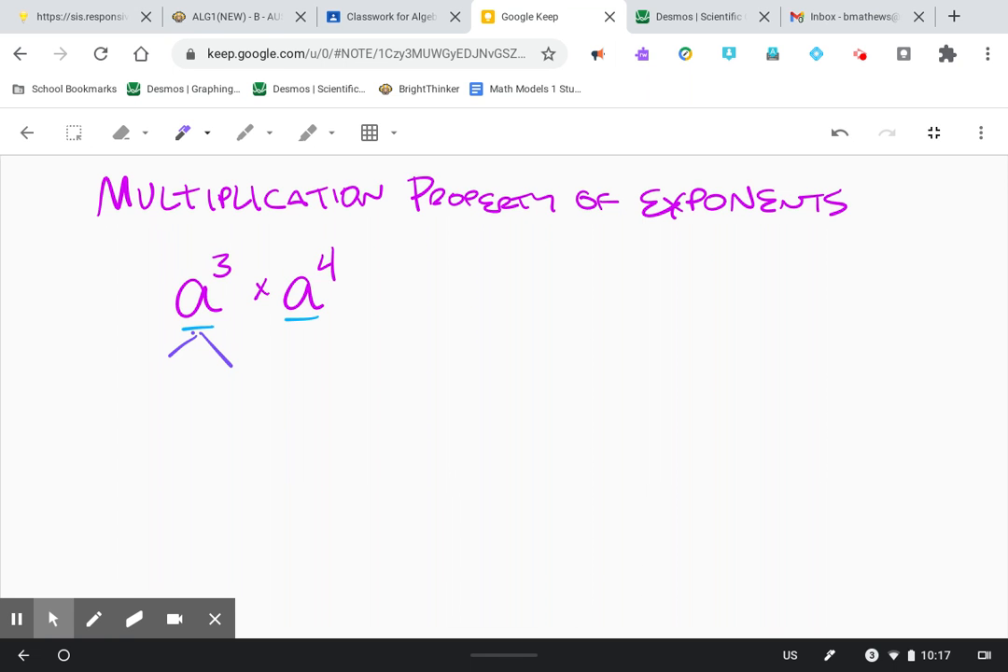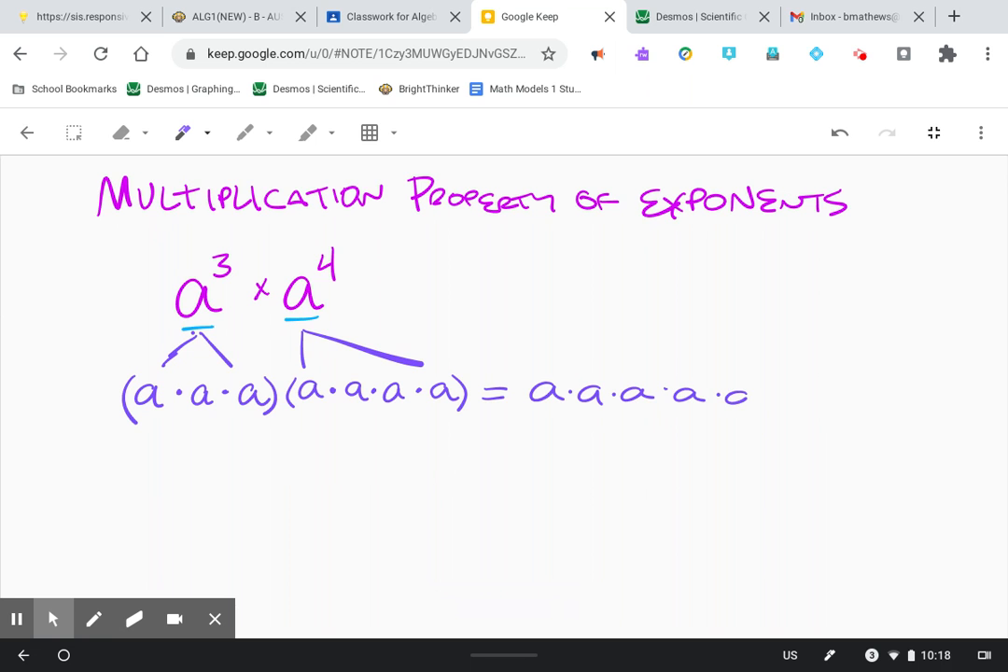Because we know that a to the third is a times a times a, and we know that a to the fourth is a times a times a times a, 4 times, then if I multiply all of those, at the end I'm going to have 5, 6, 7 a's. So what we see is that when we multiply numbers with exponents, as long as they have the same base, I'm going to add the exponents to get the final answer.